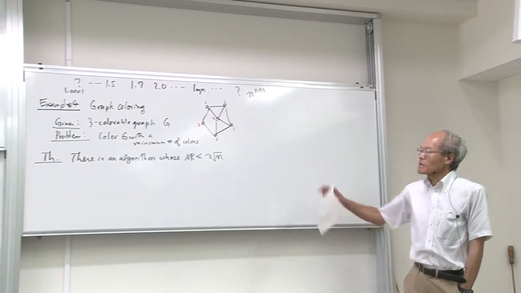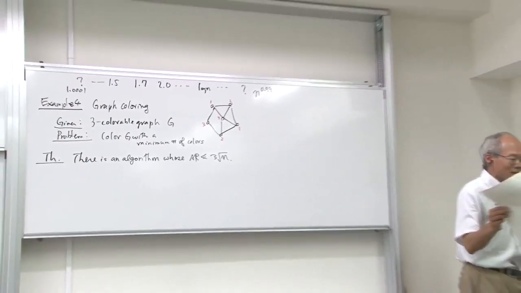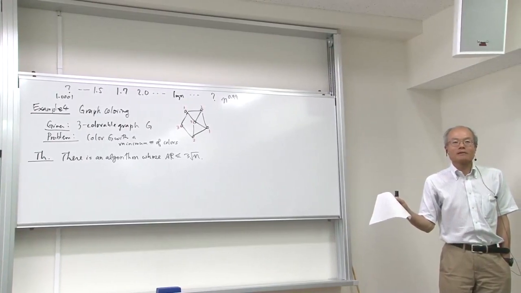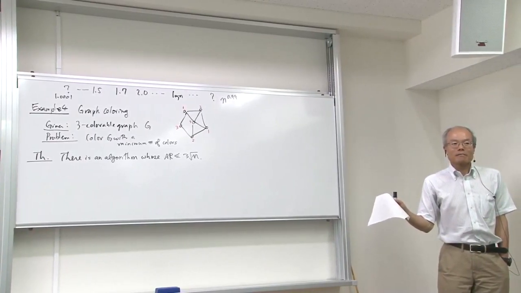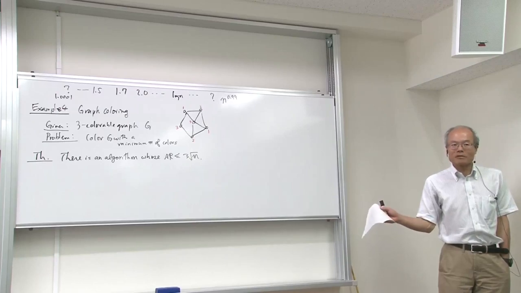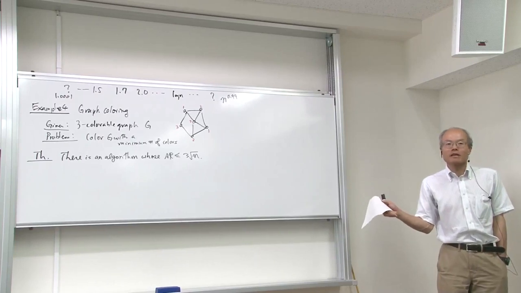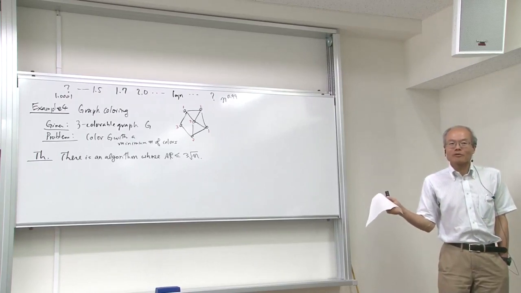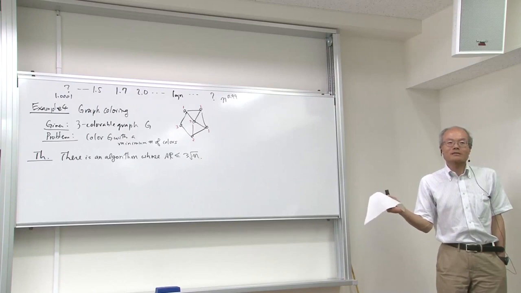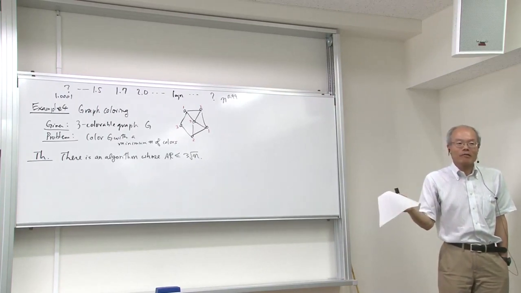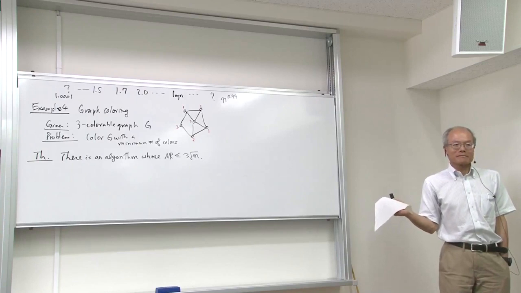Of course, it is guaranteed that G is three-colorable, but we don't know how to color it. And actually, this is an NP-hard problem. So it is very difficult to color graph G with exactly three colors. So your task is to color this graph G with the minimum number of colors.